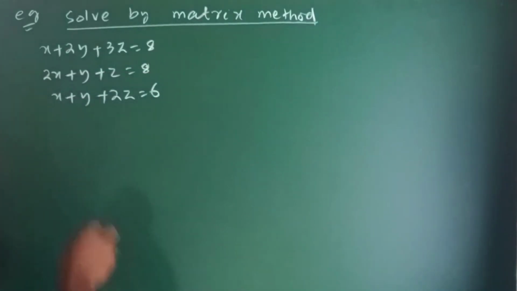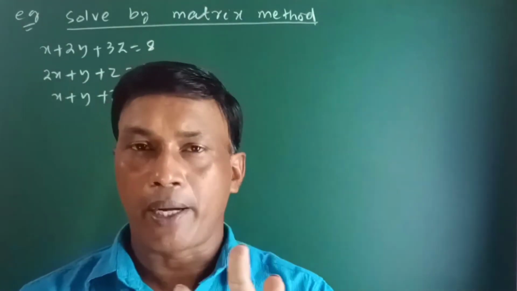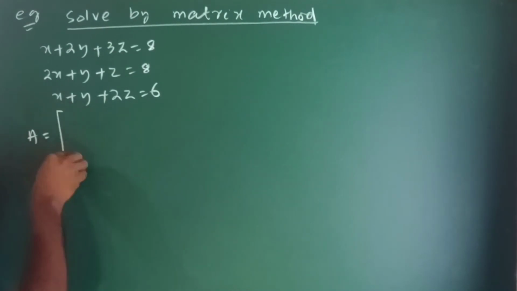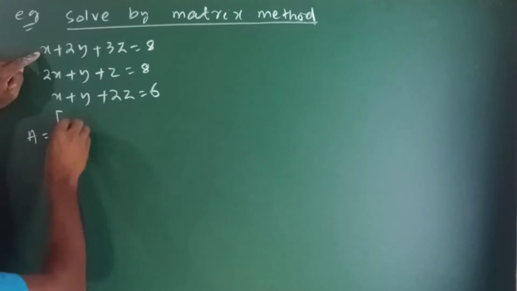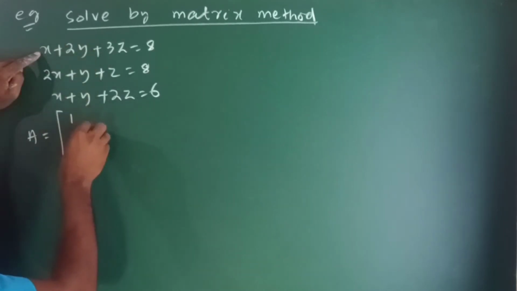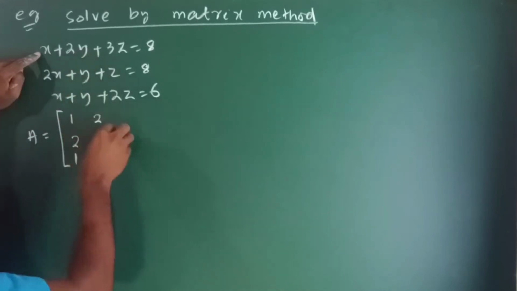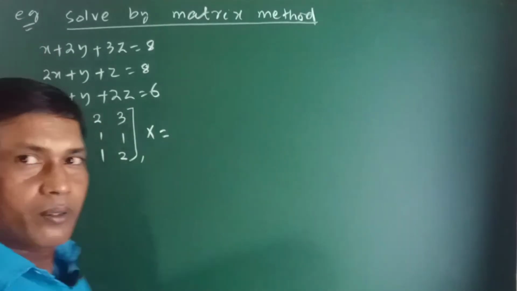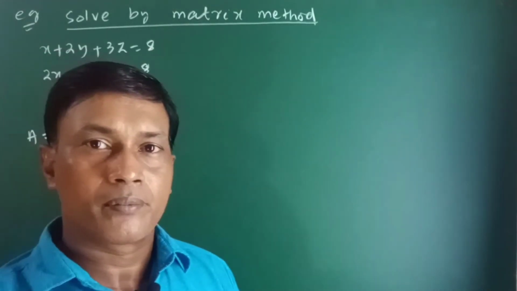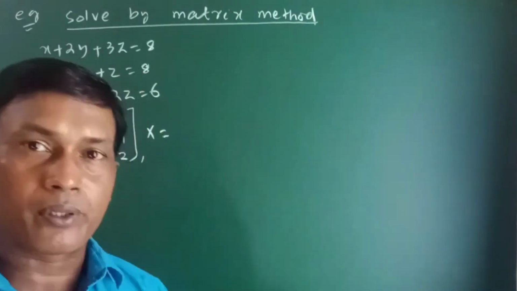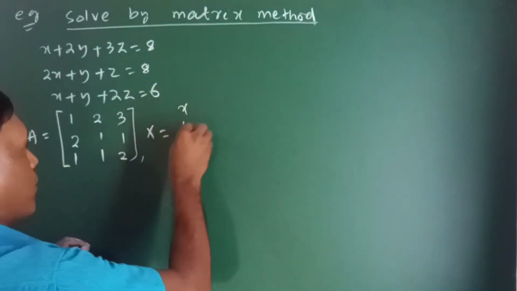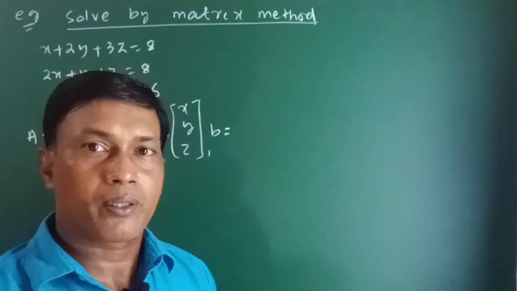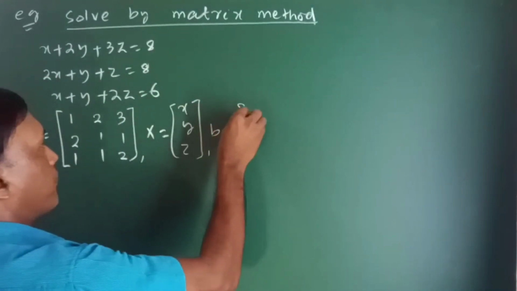Look at here. First, I have already said you need 3 matrices A, X, B. A is the coefficient matrix. First write the coefficients of x: 1, 2, 1. Then the coefficients of y: 2, 1, 1, coefficients of z: 3, 1, 2. This is the A matrix. Then we require the X matrix. X means the matrix of variables. Here there are three variables: x, y, z. Then we need the B matrix, the matrix of constants: 8, 8, 6.